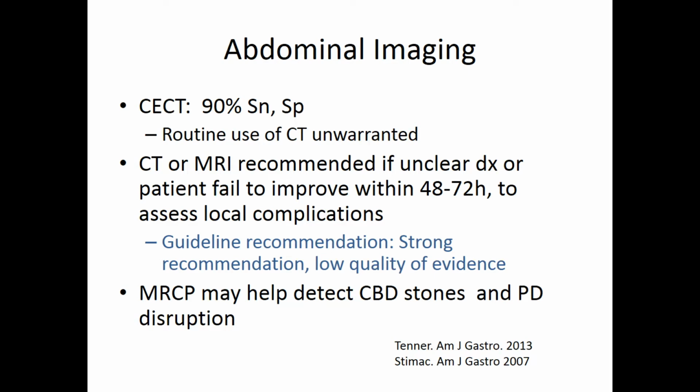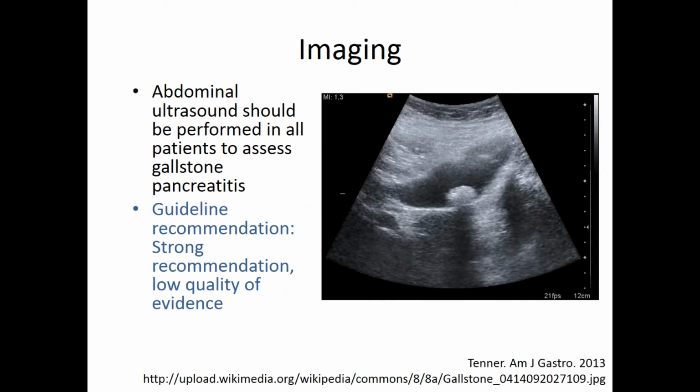Also, an MRCP may be helpful to detect presence of common bile duct stones as well as evaluate for pancreatic duct disruption. So this is a caveat when you would potentially want to do MRI imaging, but not to assess for severity. The imaging that you should do on your patient is an abdominal ultrasound to assess for presence of gallstone pancreatitis. This is again a strong recommendation based unfortunately again on low quality of evidence. So the first imaging you should do in those patients should be ultrasound.